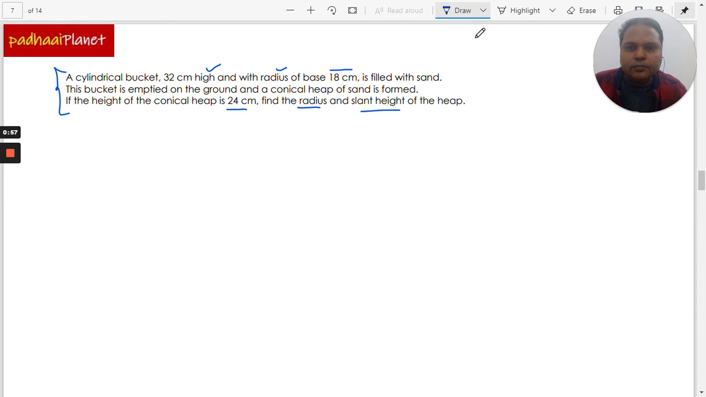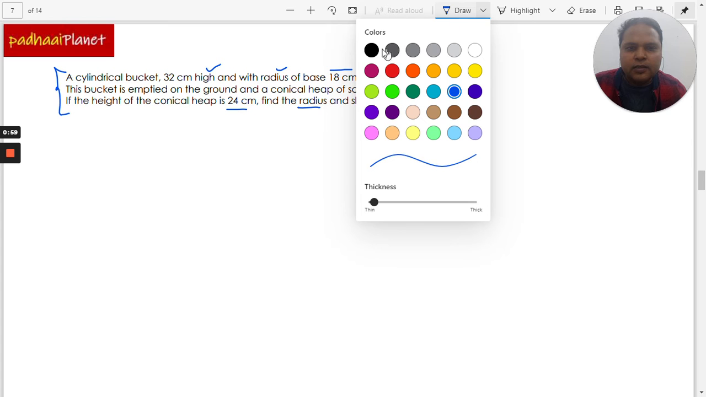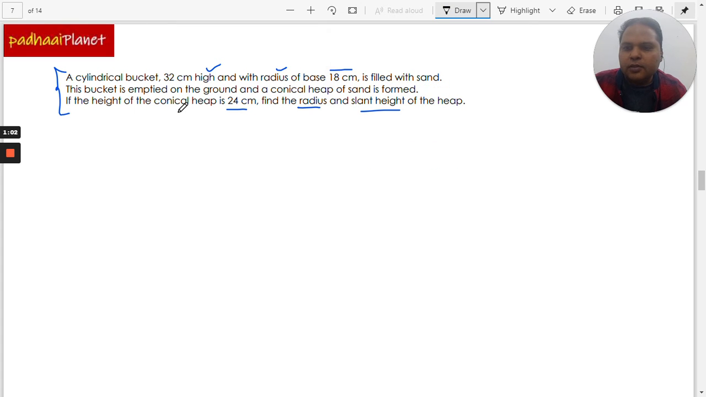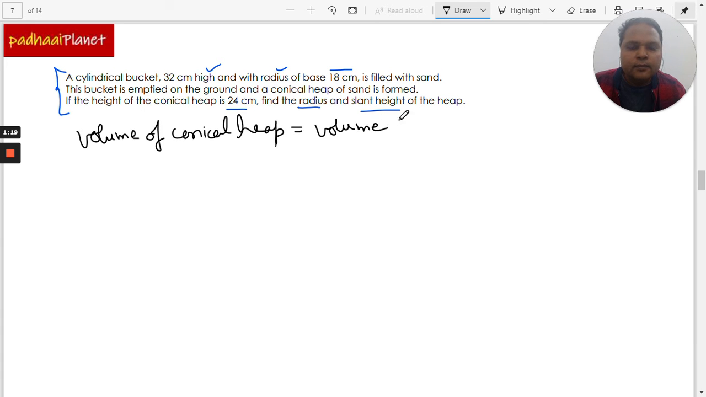Now let's first establish the base relationship, and the base relationship is that the volume of the conical heap is equal to the volume of the sand in the bucket, right? And we know that the bucket shape is cylindrical, so we can get the volume of the sand by applying the cylindrical formula, right?